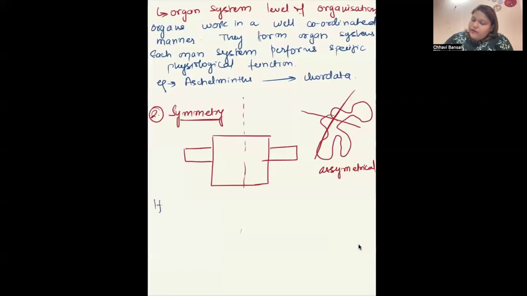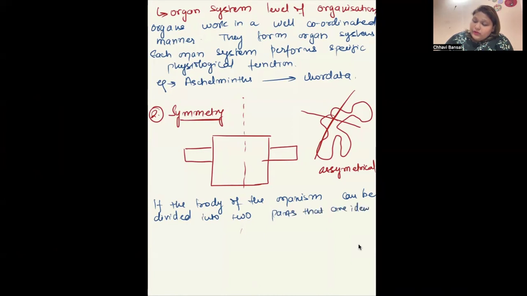Symmetry. If the body of the organism can be divided into two parts that are identical, by passing one or more planes, then it is going to have symmetry.